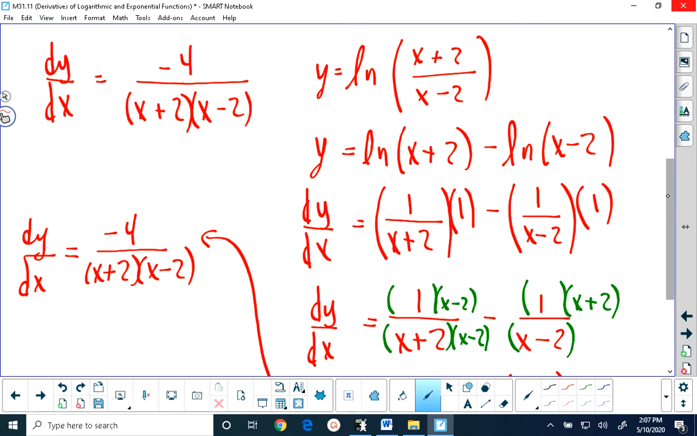Again, one of the things I love about math, as long as you follow the rules, it doesn't matter what path you take. There's no subjectivity here. You get the right answer.